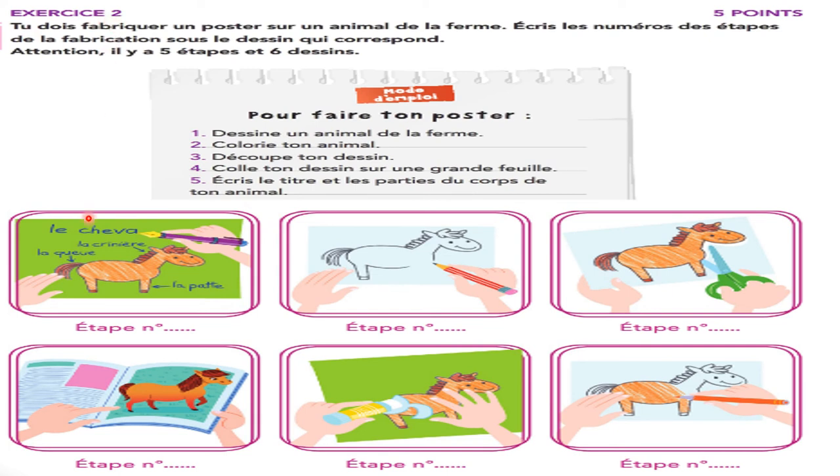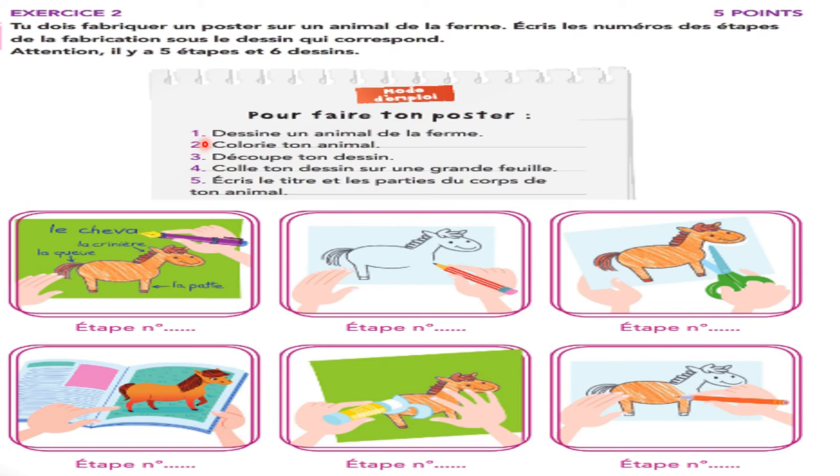Exercice 2 is on page 92, I think. Tu dois fabriquer un poster, you must make a poster sur un animal de la ferme, about an animal on the farm, and we'll study the animals on the farm 3 weeks after that, inshallah. Écris le numéro, we write the numbers of the steps, des étapes de la fabrication, under the drawing that corresponds.